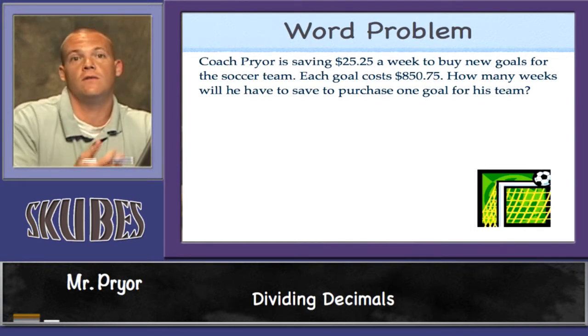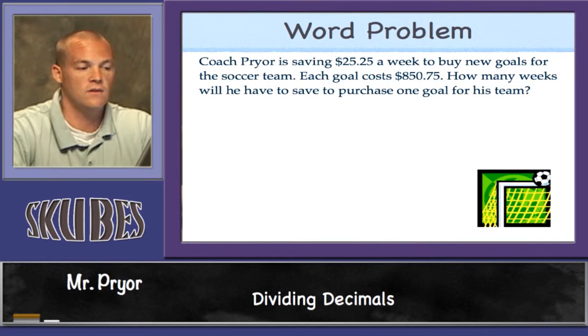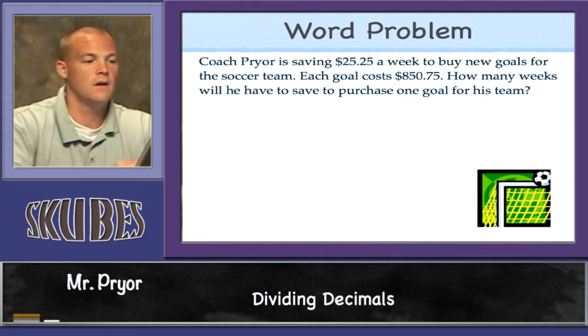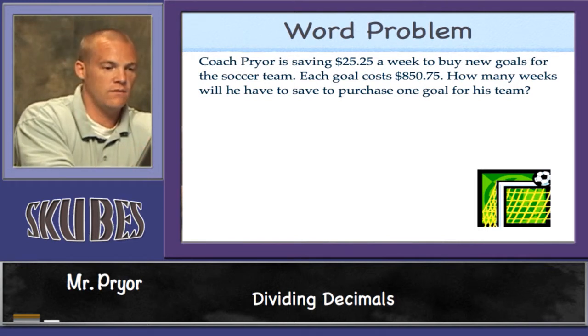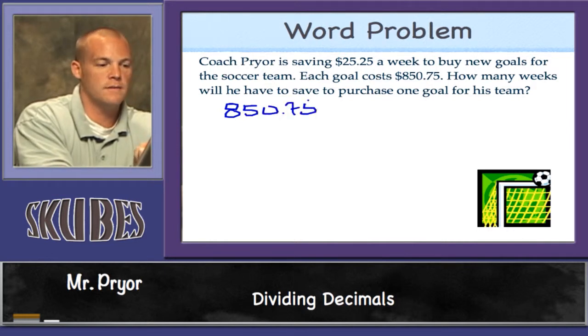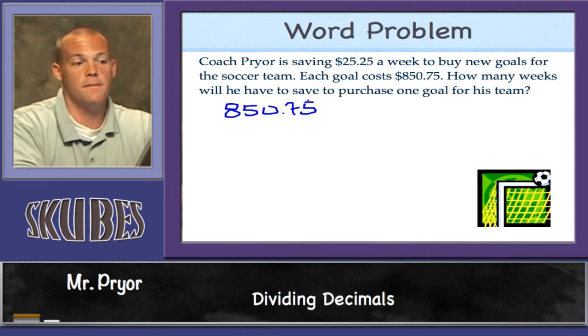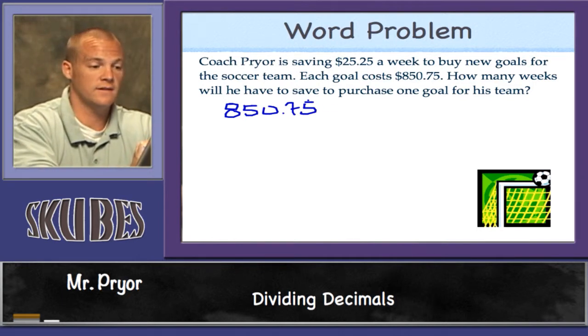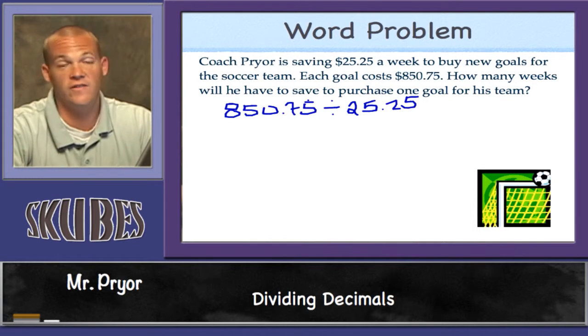So in this case, we have to use division. Why we know we have to use division is because we have a total amount that we're trying to divide into a number of weeks. In this case, it would be $850.75, which is our total amount that we need to divide up into a number of weeks. Well, we don't know exactly how many weeks it will take. However, we do know how much we're saving. So we're going to see by dividing by how much we're saving per week how that'll work out. We're saving $25.25. So there's your setup.